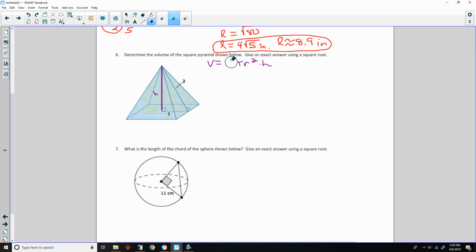It's not 1/3 pi r squared height. That's a cone. Volume is 1/3 the base area, which is a square, which is s squared times height. Sorry about that. But I still don't know my height. And I'm not told my side directly, but I kind of am.